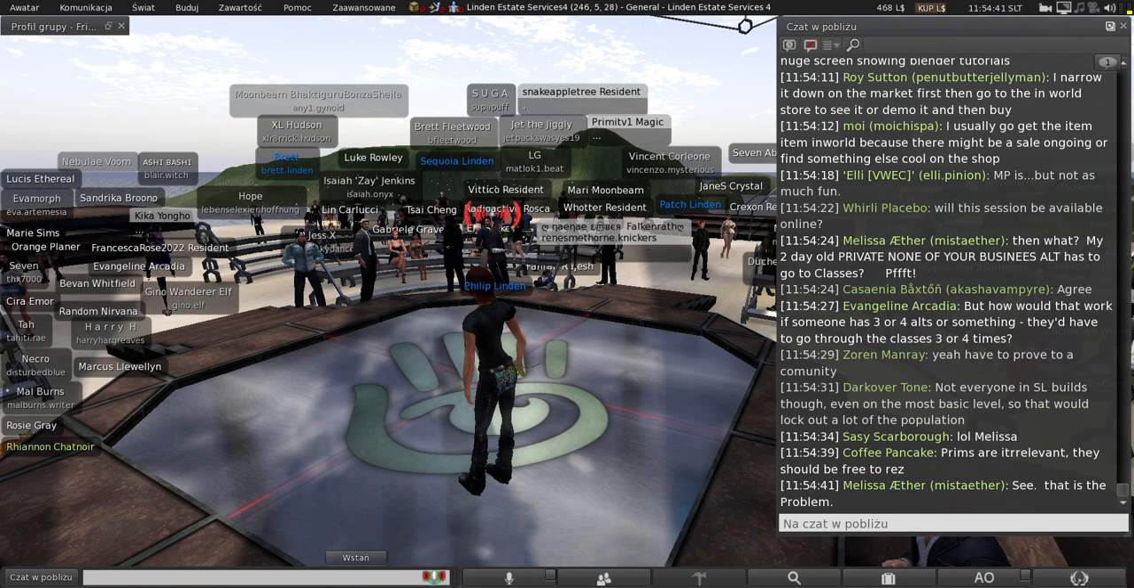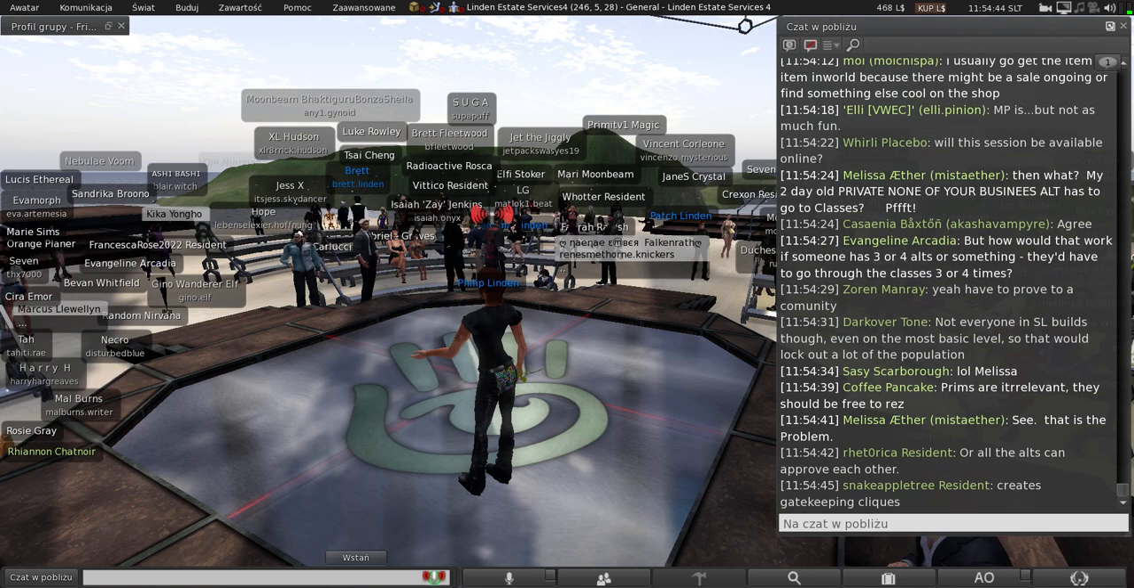So I think there's a way to do that, bottom up from the group perspective rather than top down from the whole company.